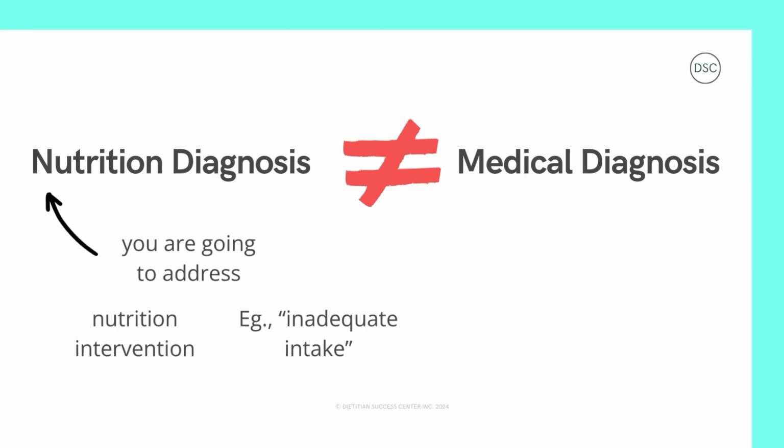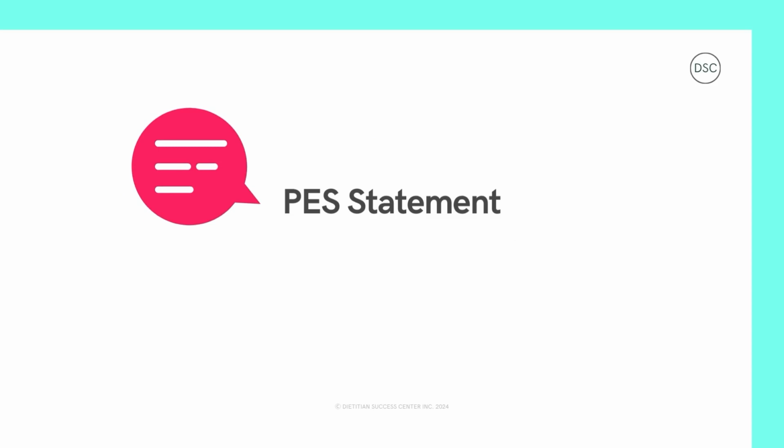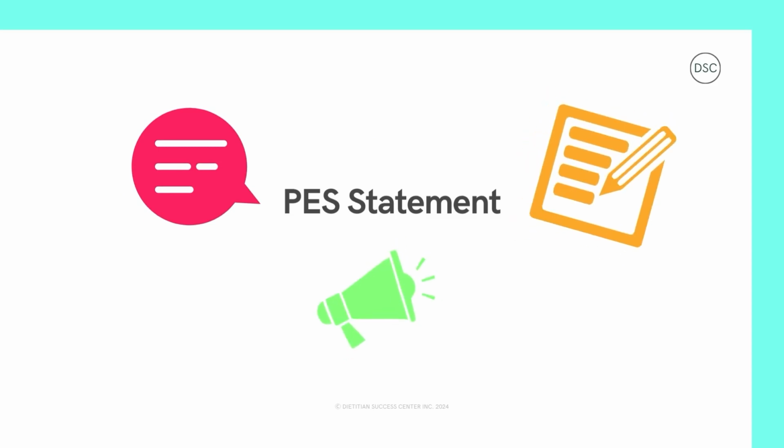The nutrition diagnosis is the issue that you, as the nutrition professional, are going to address with nutrition intervention, such as inadequate intake of a certain nutrient, not a medical diagnosis like diabetes or celiac disease, which would require a medical doctor to diagnose. A PES statement is the sentence that is used in your chart note to communicate your nutrition diagnosis.